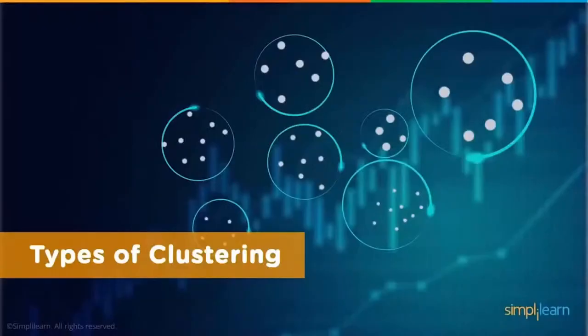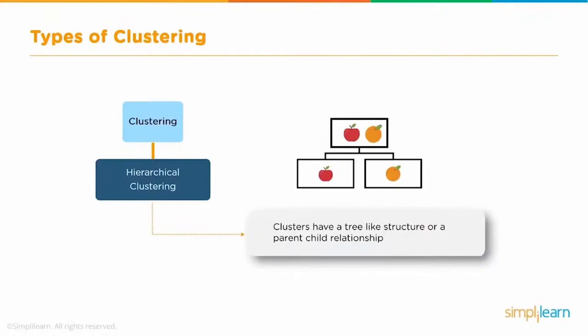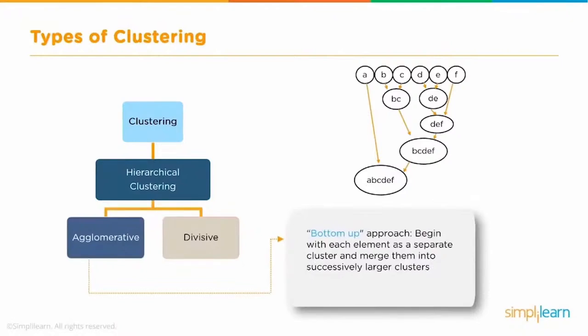So let's begin. First of all, what are the types of clustering? There are primarily two categories of clustering: hierarchical clustering and then partitional clustering. And each of these categories are further subdivided into agglomerative and divisive clustering and k-means and fuzzy c-means clustering. Let's take a quick look at what each of these types of clustering are. In hierarchical clustering, the clusters have a tree-like structure, and hierarchical clustering is further divided into agglomerative and divisive.